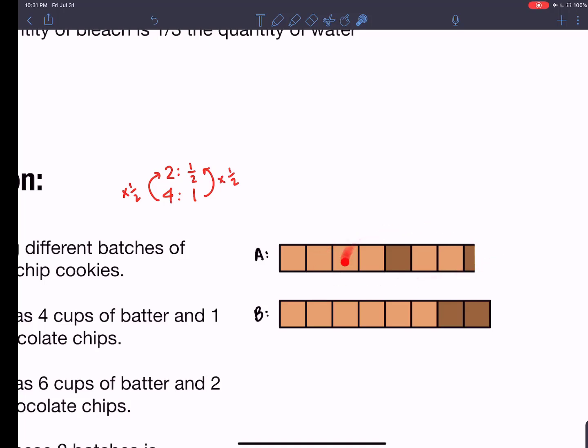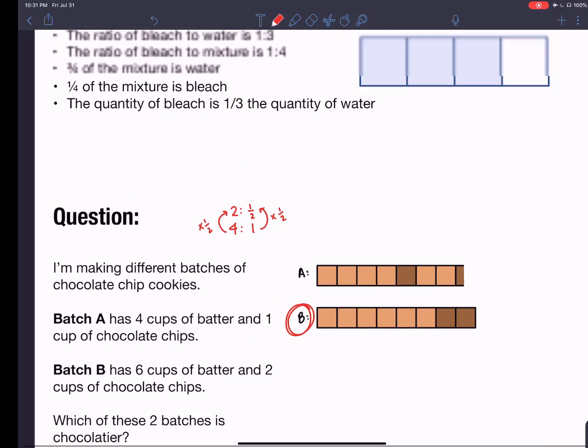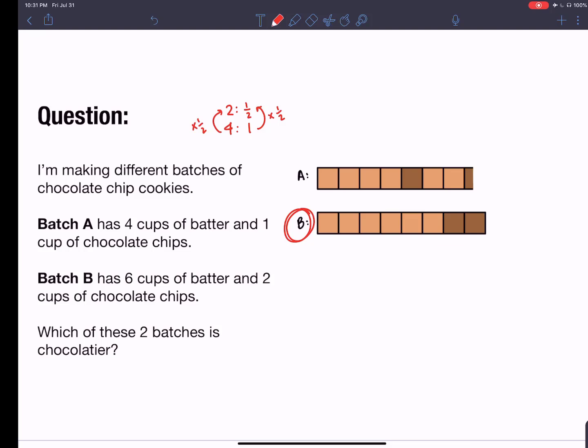In bowl A, I only add a cup and a half of chocolate chips, but in bowl B, I add 2 cups of chocolate chips, but I started with the same amount of batter. So now it should be very obvious. B is chocolatier, has more chocolate as a ratio to the whole system. So you would take batch B and I would keep batch A because I do not like a lot of chocolate chips in my cookies.